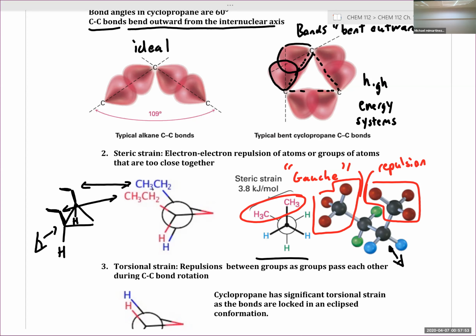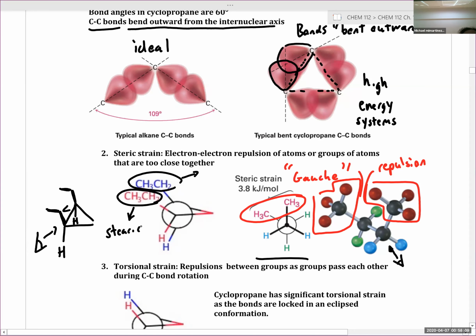You're welcome to type in chat during this time or unmute and share your opinion. Yep, I see a lot of yeses. So these ethyl groups take up space, and as a result, we end up with a repulsive steric interaction.